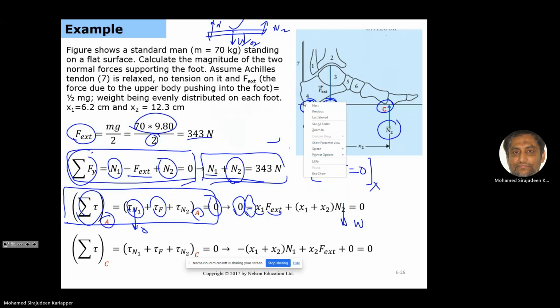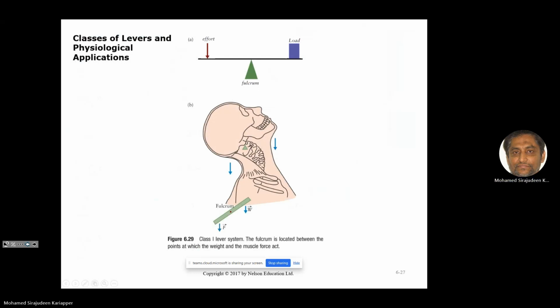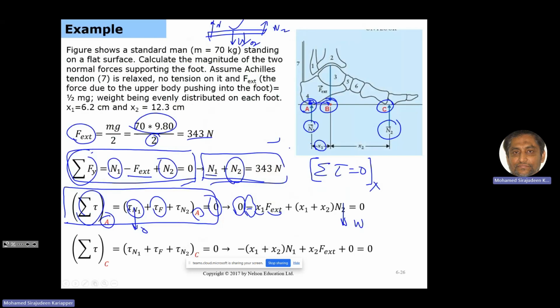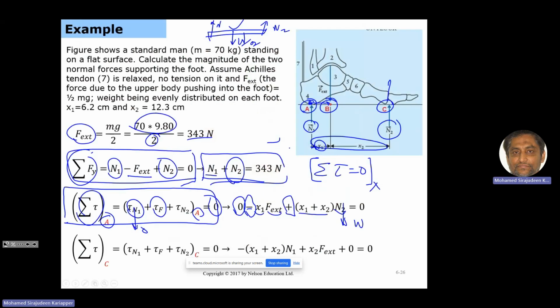And then the torque from N2. For the torque from N2 at the point A, we need x1 plus x2 as the R, multiplied by N2. It is a perpendicular force, so the whole thing counts. And the sign will be positive, because you can see it is trying to rotate the foot counterclockwise. So you put a positive sign there.